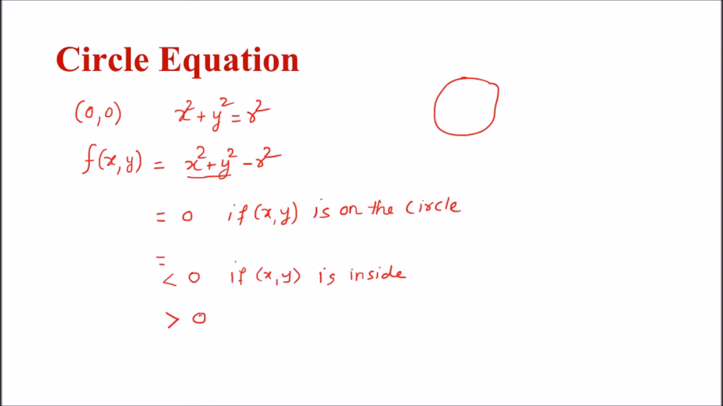The value will be greater than 0 if the point is outside, that is, at this point x square plus y square will definitely be greater than r square. So this particular relation we have to take into consideration. If f of x y, the point, is on the circle, then the value of f of x y will be 0. If the point is inside, then it is less than 0, and if outside, it is greater than 0.